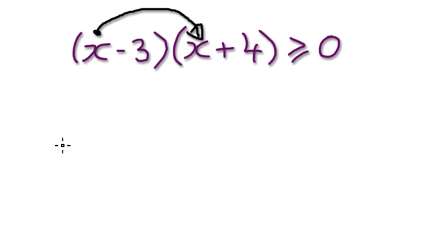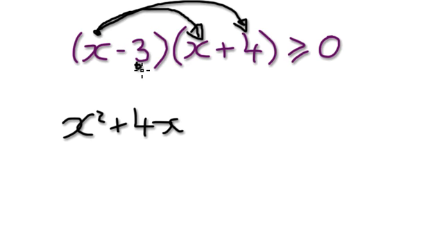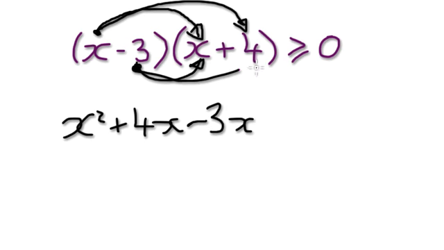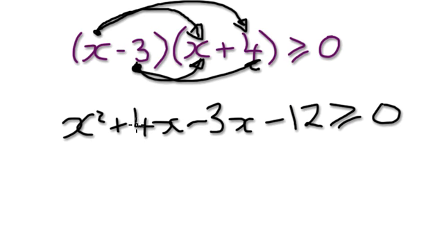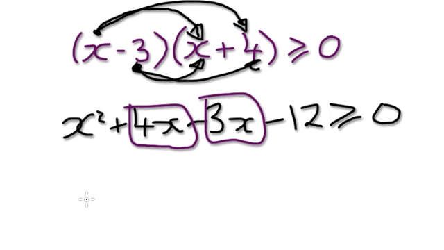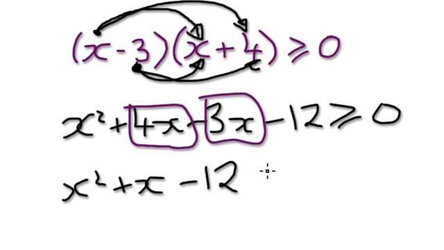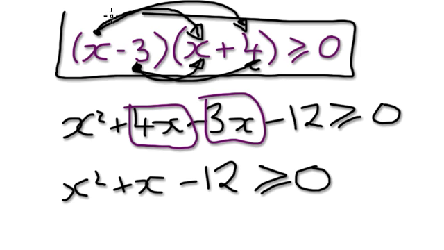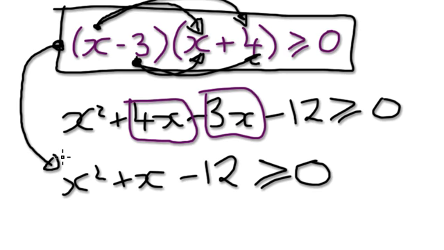Now this times this here would be x squared, and then this times this here would be plus 4x, and then minus 3 times this would be minus 3x, and then minus 3 times 4, that would be minus 12. Then merge these together, so this would be x squared plus x minus 12. You see, when we first started, this was what was given to us, but I wanted to translate this into this here so that we can sketch a graph.